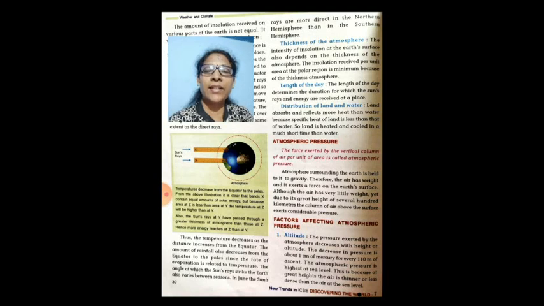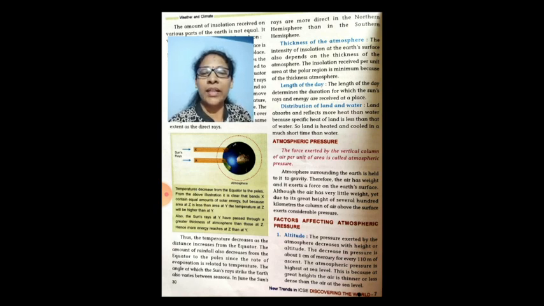Now we are going to study the next element, that is atmospheric pressure. So how does atmospheric pressure affect the weather and climate? The force exerted by the vertical column of the air per unit of area is called the atmospheric pressure. The atmosphere which surrounds the earth is held up because of the gravity of the earth. Therefore the air has weight and it exerts a force on the earth's surface.